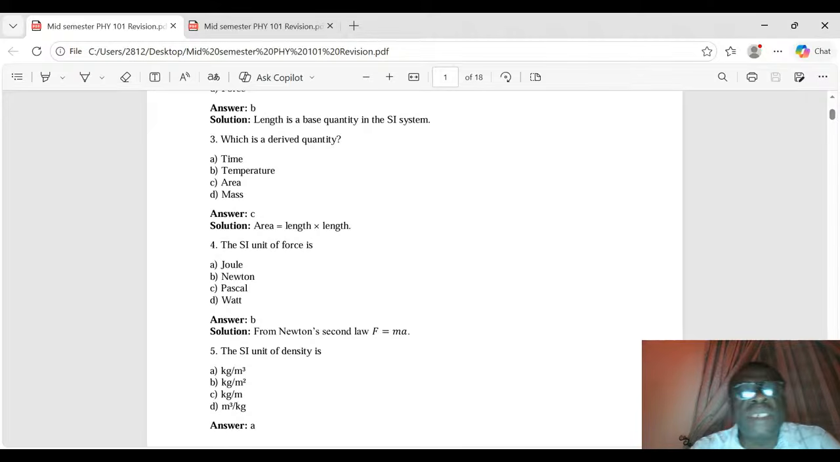And number three, which is a derived quantity? A, time, B, temperature, C, area, D, mass. When you look at these options, time, temperature, and mass are fundamental quantities. So the derived quantity here is area, which is length times breadth. I will say that a derived quantity is that which depends on other parameters. So it's area that depends on length and the breadth.